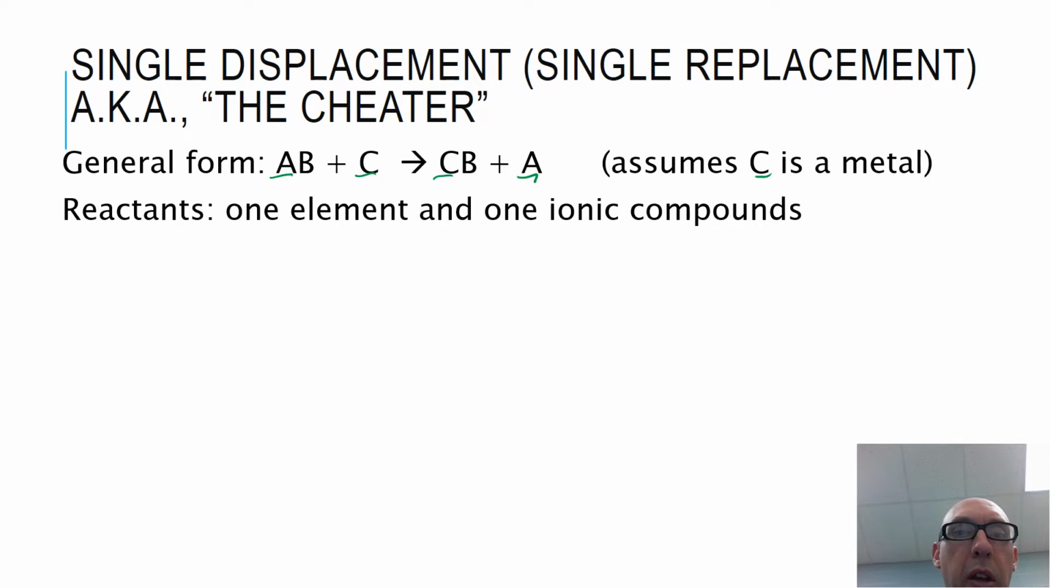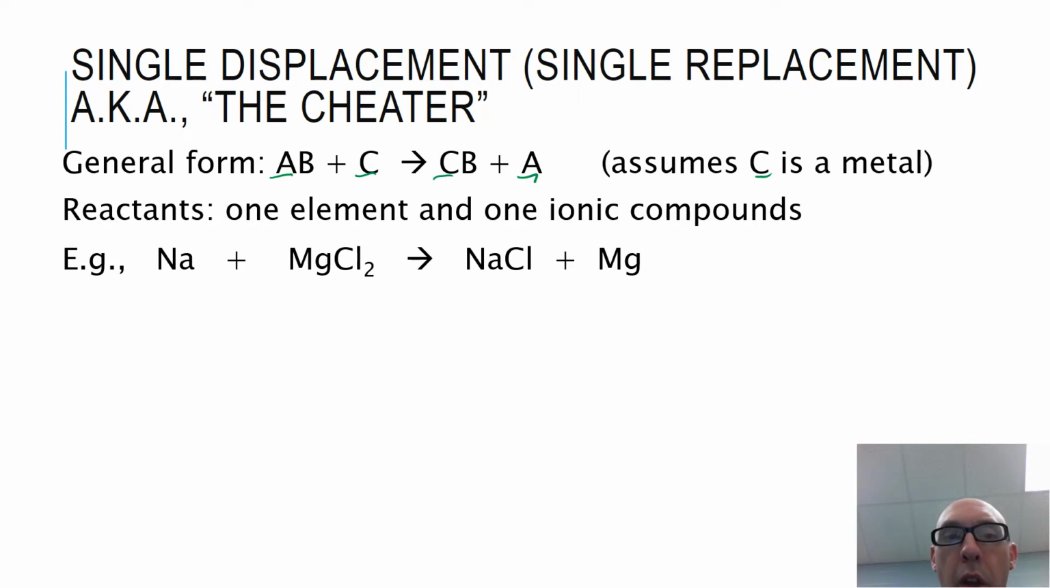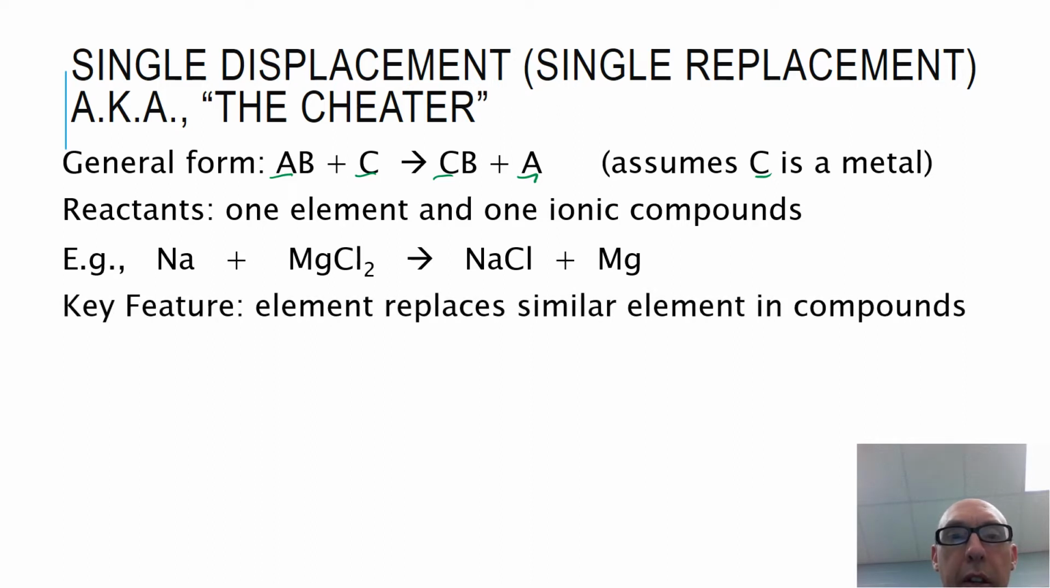The reactants have to be an element and an ionic compound, and that ionic compound usually is dissolved in water. For example, if we take sodium metal and add it to magnesium chloride in solution, we can get sodium chloride solution and magnesium metal coming out of it. The key feature is that the element has to replace a similar element in the compound, which means if I'm putting in the unique element sodium, which is a metal, it's going to remove the magnesium, it'll never remove the chlorine, so you're never going to get two metals or two nonmetals teaming up like that.